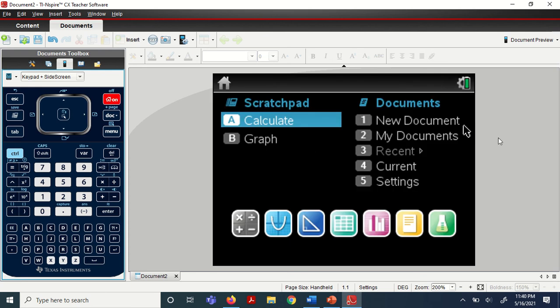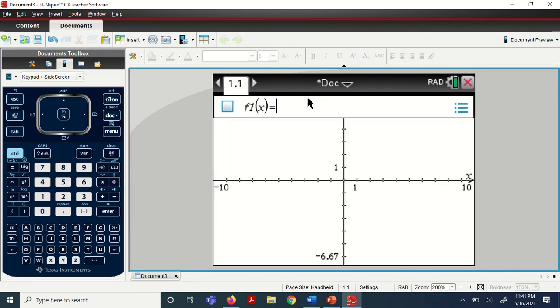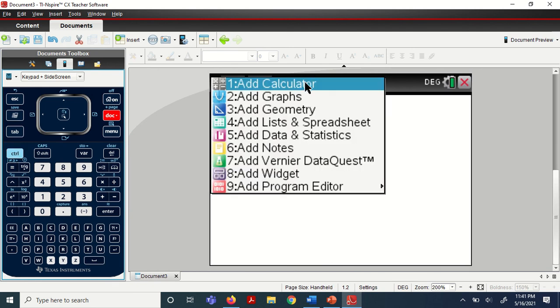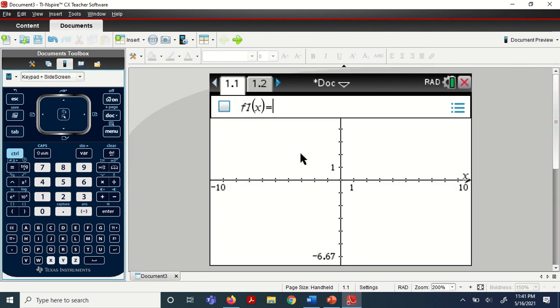So, home screen, because I want a new document. I'm not going to save. Open up a graphing page. If I want to add a new page to this, like I want to do a quick calculation, I can also press Control, and then right above Doc, it says plus page. I can add a page in here. And then I can toggle between them by either clicking the tab up top or pressing Control and then the left right arrow will also move me to the different tabs up here.